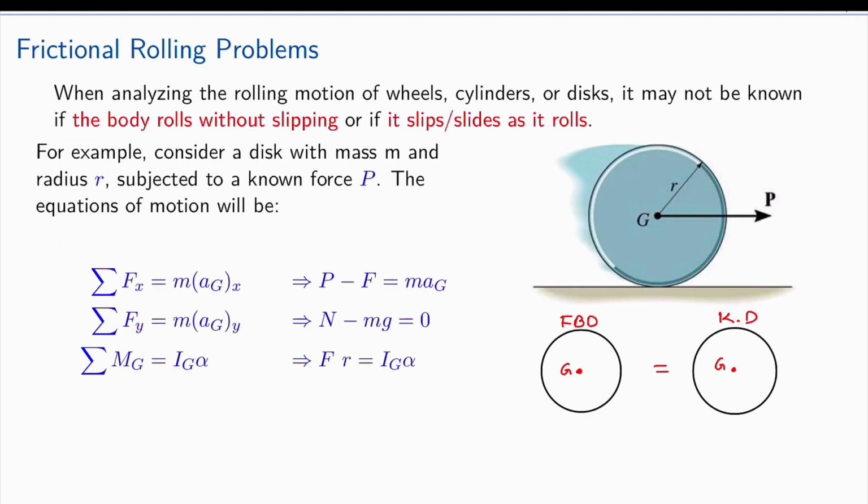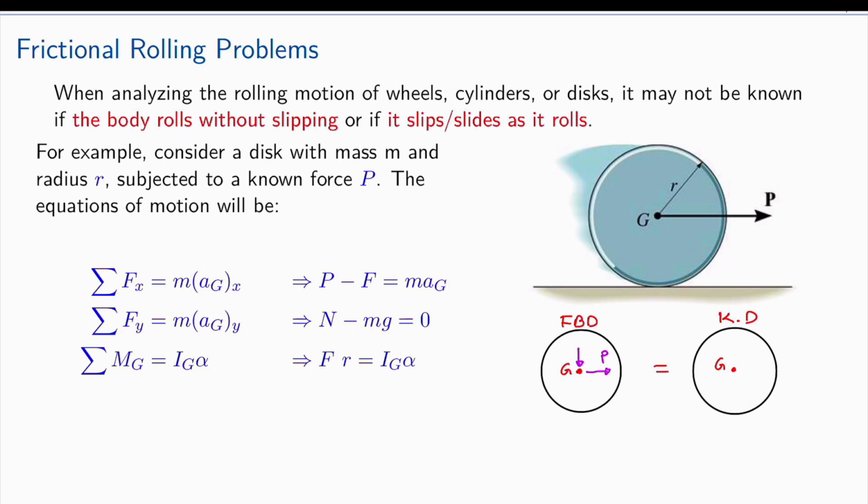When we analyze the rolling motion of wheels or cylinders or discs, we may not know if the body rolls without slipping or if it slips as it rolls. So if we draw the free body diagram and the kinetic diagram, we can identify the different forces. For example, we can identify the weight that is applied on the center of mass, and if we are pulling it with a force P from the center of mass, that's a horizontal force.